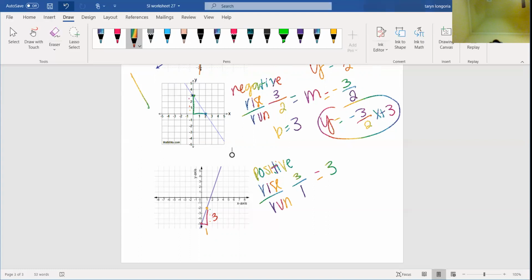And if you're never sure about simplifying, you can just put this in the calculator and see if it gives you a whole number. If it doesn't, like this one's not going to give you a clean cut, it's going to give you a decimal, so you just keep it like this. So then we get 3, and then our b is all the way down here at -5. So it's y equals 3x minus 5. And that's it for this one.